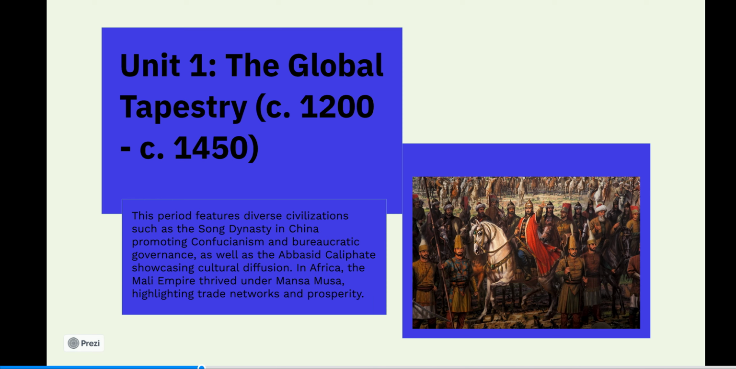Some quick memory tricks for this unit. Think BIGCHAMP. So your BIG is going to be your bureaucracy, Islam's expansion, and the Grand Canal. CHAMP is going to be those cultural pieces, so things like Confucianism, Hinduism, Buddhism in Asia, A for Aztecs, Inca, Mali for the Mali Empire, and P, prosperity and change.